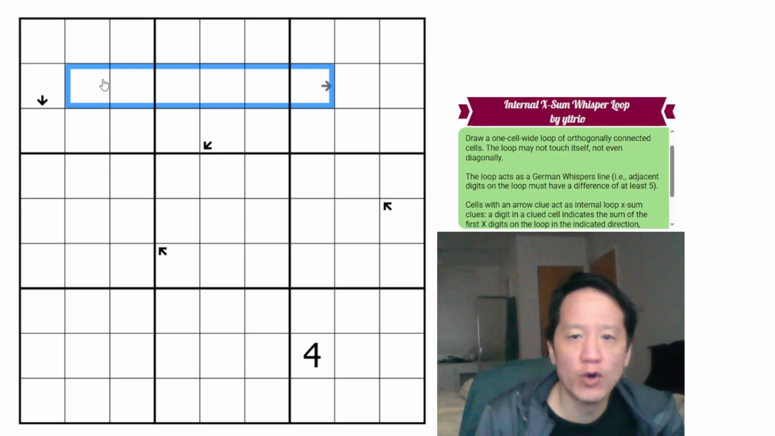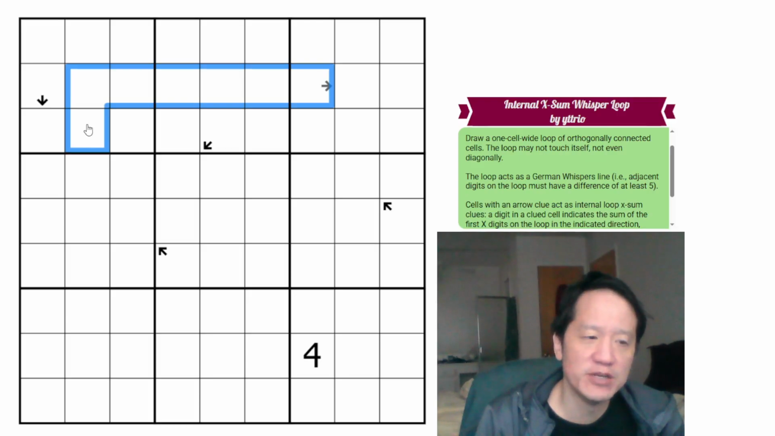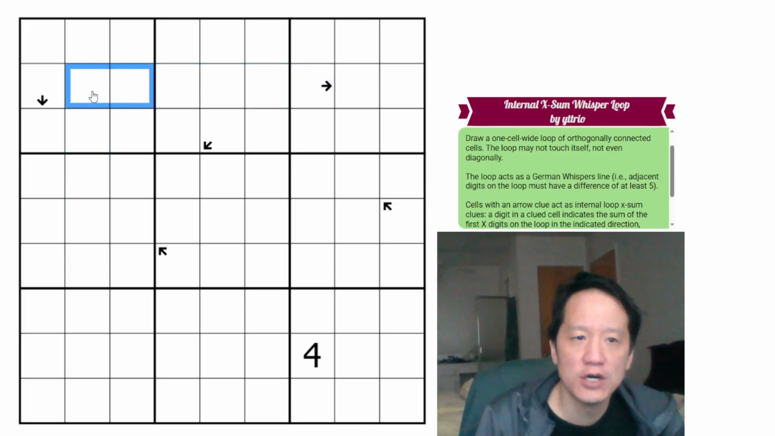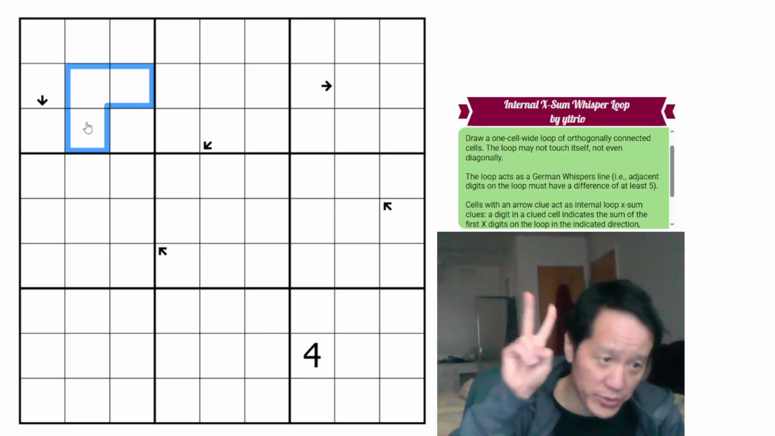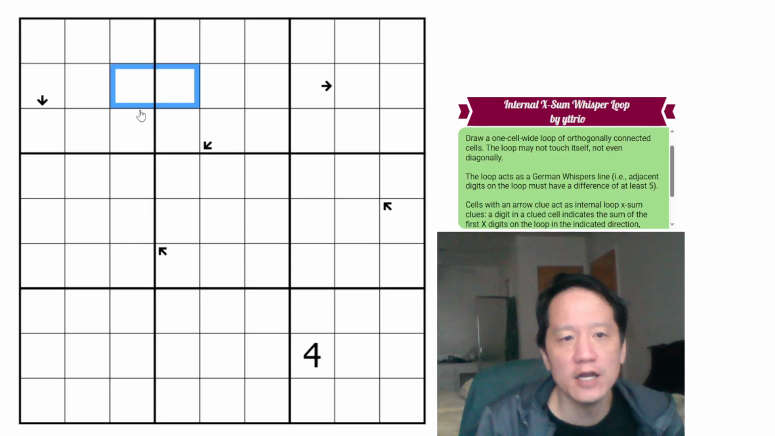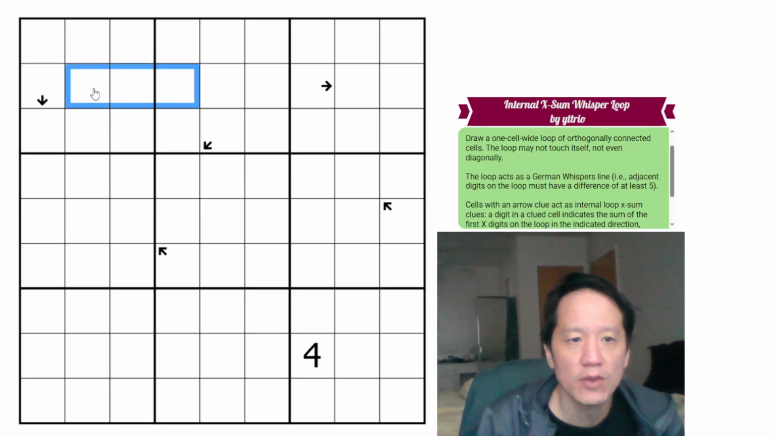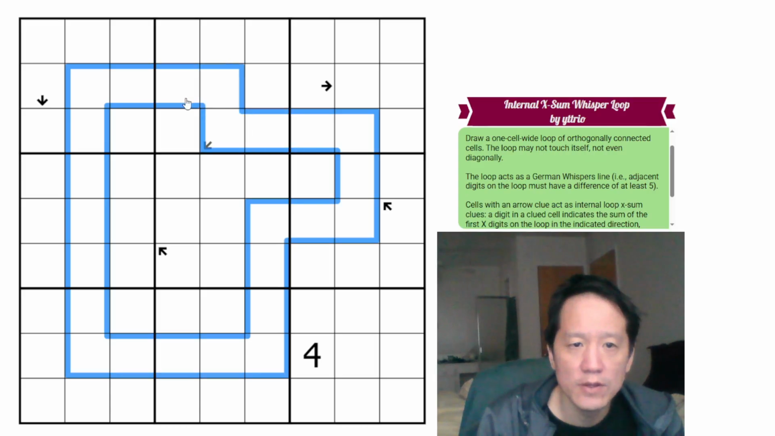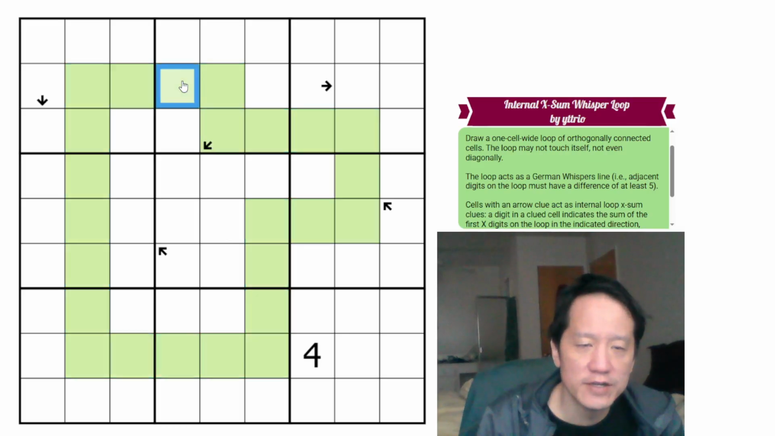So the one cell wide loop of orthogonally connected cells means that to connect, you have to share an edge with two other cells on the loop, and two and only two other cells on the loop. And you cannot also touch any other cell besides those two cells on the loop. So for example, let's see what would be a valid loop here. This would be a valid loop here. However, let's see what would be an invalid loop here.